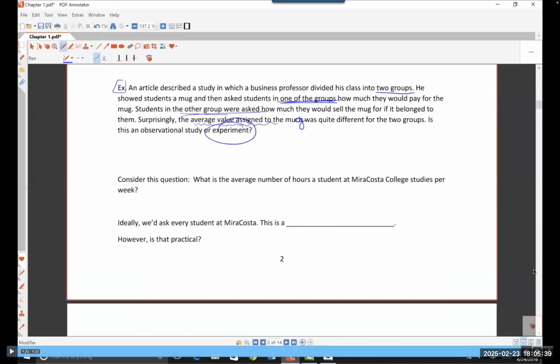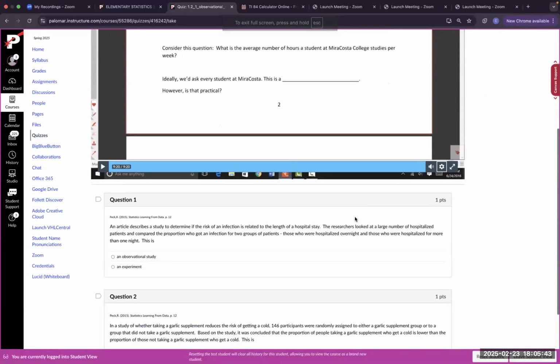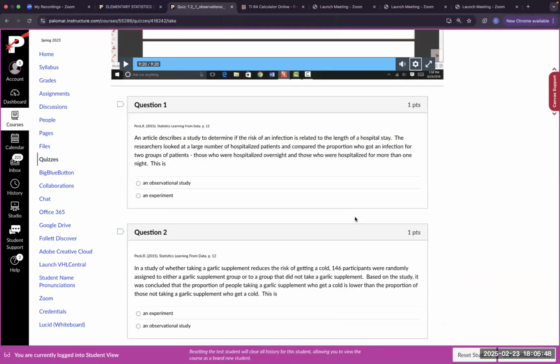Okay, so that's the video. Let's press escape. And now we're going to go answer the questions. Let me just zoom in a little bit. The first question describes a study to determine the risk of infection related to the length of hospital stay. The researcher looked at a large number of hospitalized patients and compared the proportion who got an infection for the two groups, those who were hospitalized overnight and those who were hospitalized for more than one night. This is like the one she did in the video. This is an observational study.